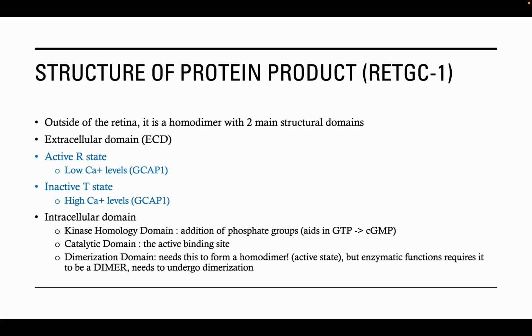And then just some fun facts as well, nothing particular here, just the intracellular domain. We have the different functions that help convert GTP into cGMP. We have the kinase homology domain, which is the addition of phosphate groups. Then we have the catalytic domain, which is the binding site. And then we have the dimerization domain, which in its active state, where it needs to be open, is a homodimer. But in order for it to be an enzyme, it needs to be a dimer. So it undergoes dimerization.